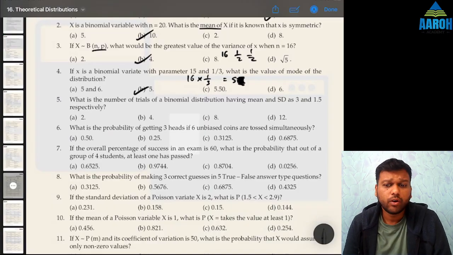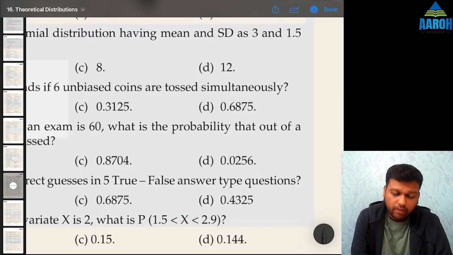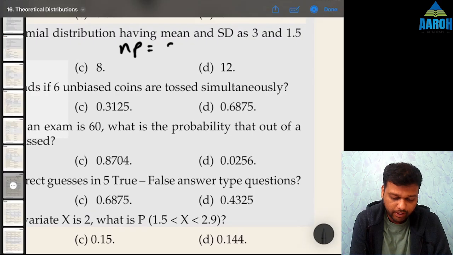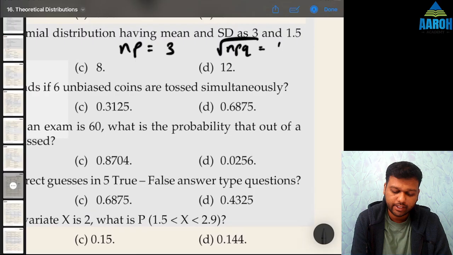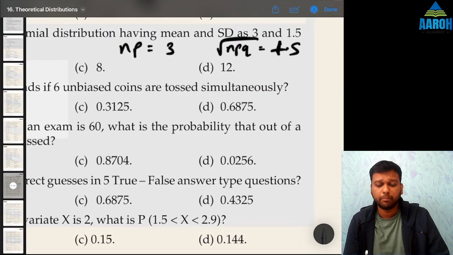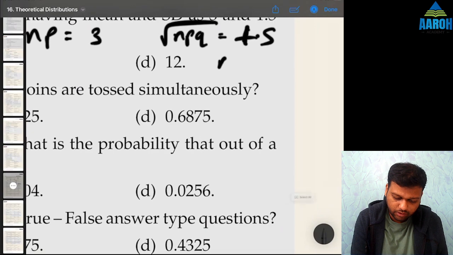Next is the fifth. What is the number of trials of a binomial distribution having mean and SD as 3 and 1.5 respectively? What is the formula of the mean for a binomial distribution? N into P. So NP is 3 and SD is root NPQ. They are saying it is 1.5. If root NPQ is 1.5, that means NPQ is 1.5 squared, which is 2.25.